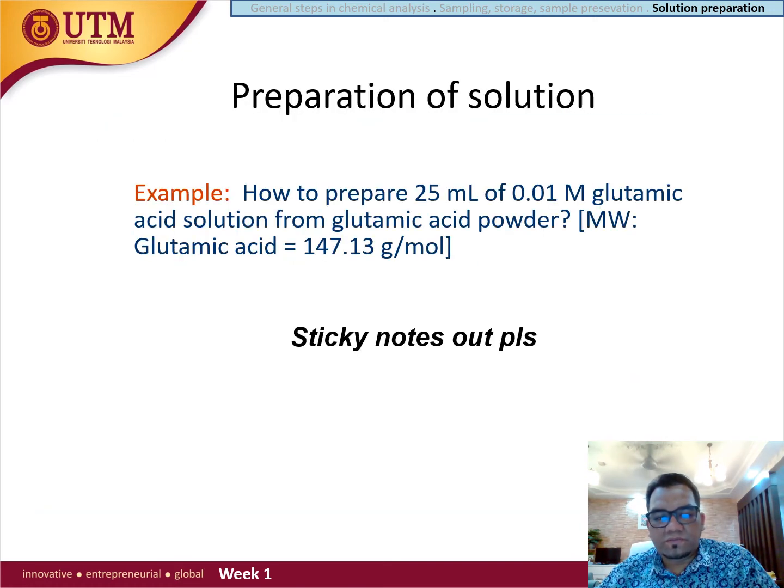Preparation of solution. Example: how to prepare 25 ml of 0.01 molar glutamic acid solution from glutamic acid powder, given that the molecular weight of glutamic acid is 147.13 grams per mole. This one you need to do on your own. Calculate it and prepare the solution, referring to the example. You just mention how to prepare the solution of glutamic acid.